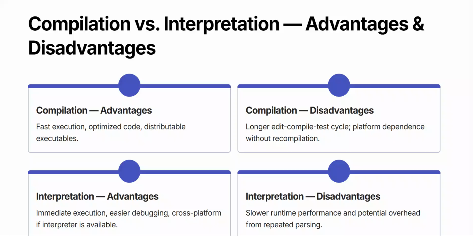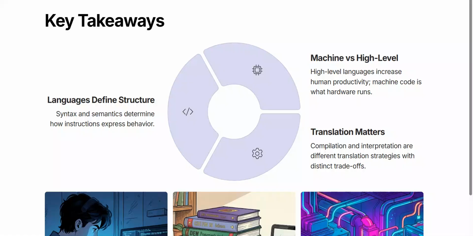Now we are here to see the difference between compilation versus interpretation, advantages and disadvantages. Compilation advantages are fast execution, optimized code, distributable executables, and disadvantages are platform dependence without recompilation, longer edit-compile-test cycle. And here are the advantages of interpretation: easier debugging, immediate execution, cross-platform if an interpreter is available. And the disadvantages are slower runtime performance and potential overhead from repeated parsing.